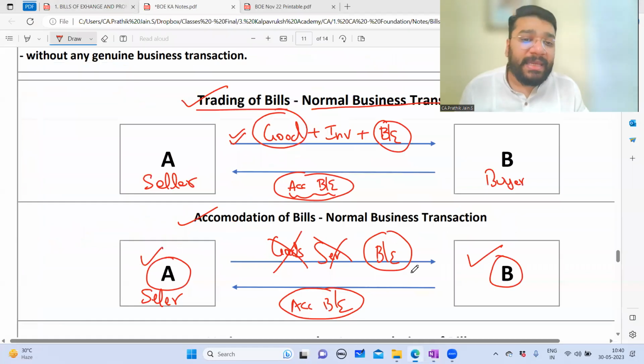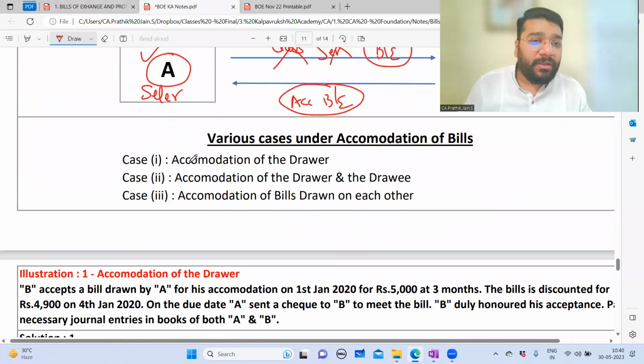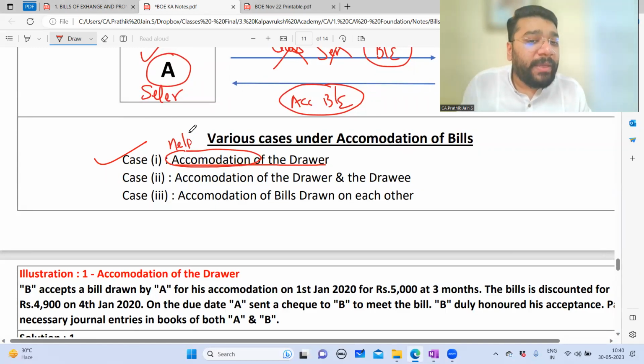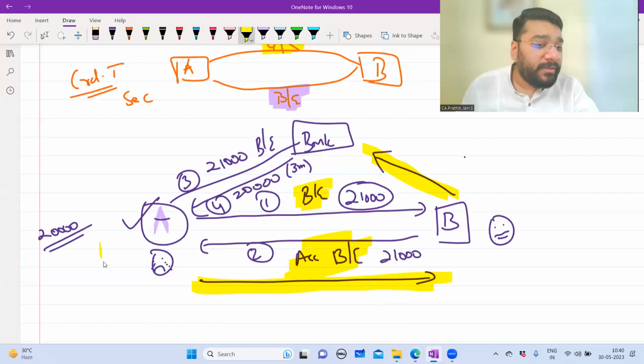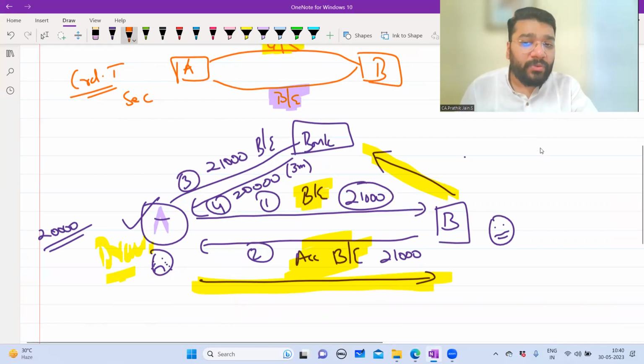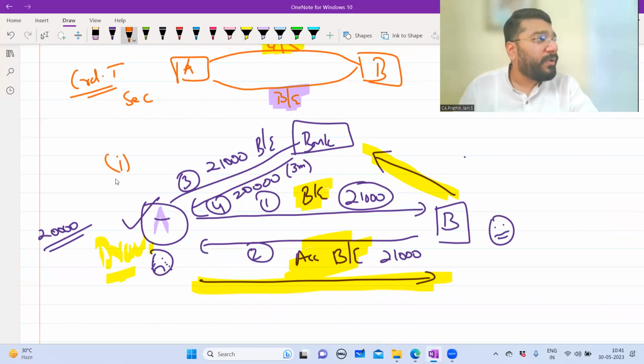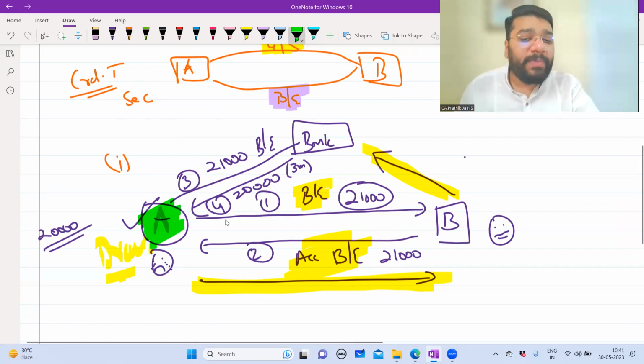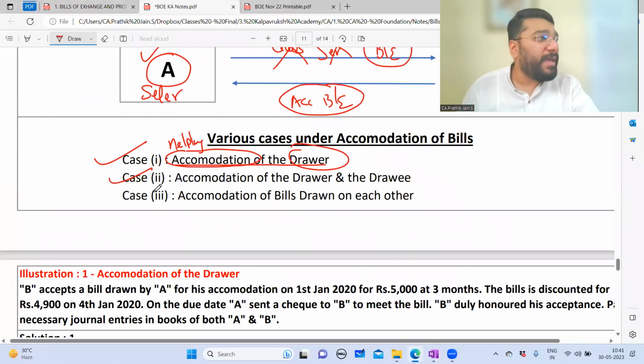Now here, guys, there are three different scenarios. Case one is basically accommodation of the drawer. Accommodation means, I told you, helping. Helping whom? The drawer. Who is the drawer in case of bills of exchange? He is the drawer. So in this transaction, the example I gave you, can I say this is case one, where the drawer draws the bill of exchange on the drawee, that is B, and who was being helped here? A was being helped.